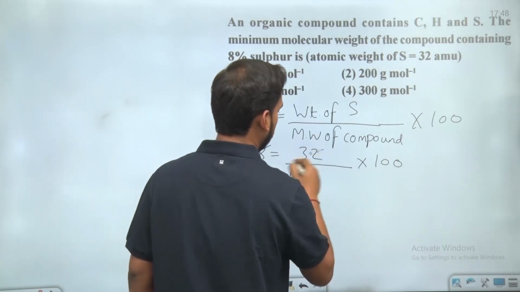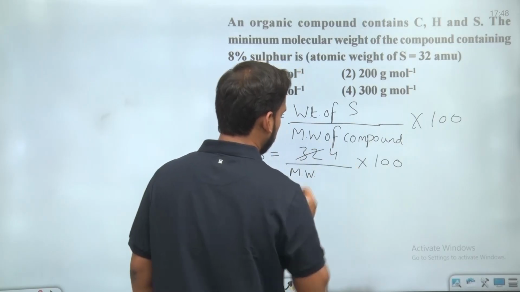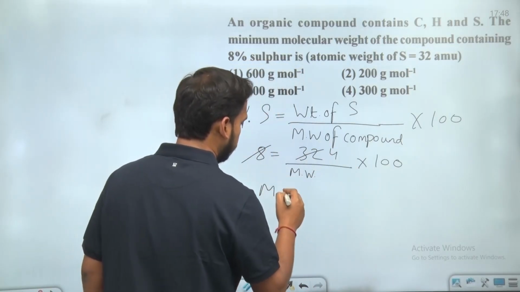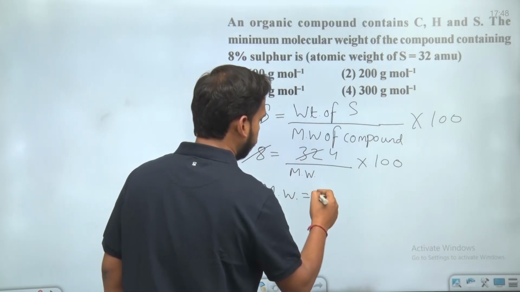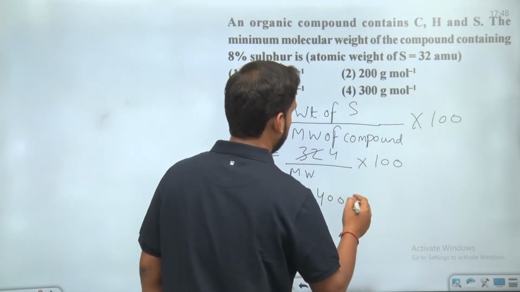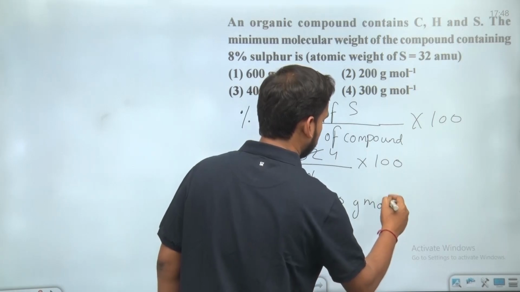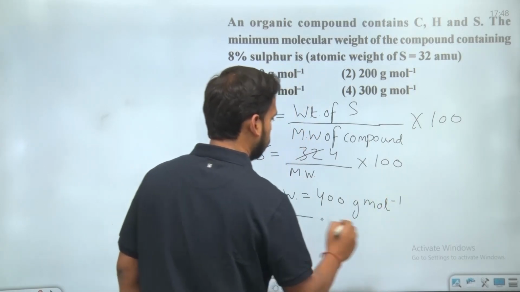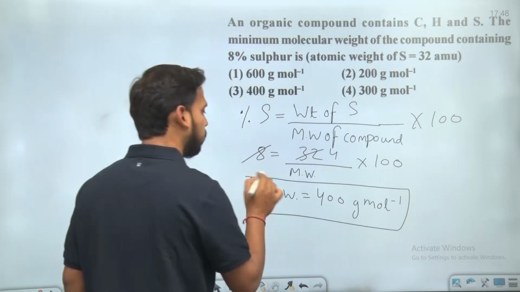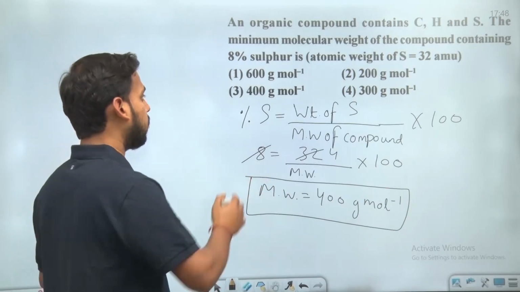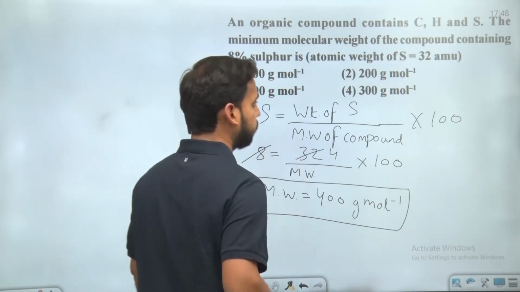So it will be cancelled out with the 4. So the molecular weight will come out to be 400 grams per mole. So our correct option will be option 3.